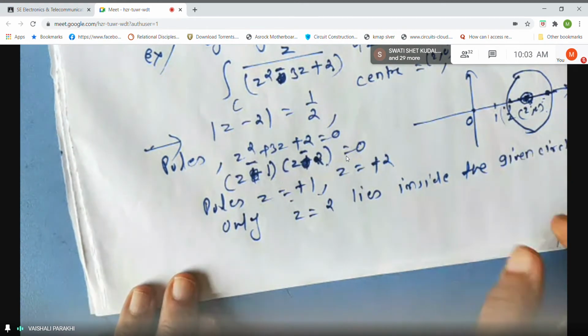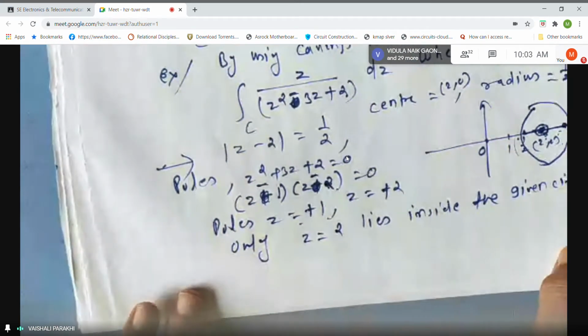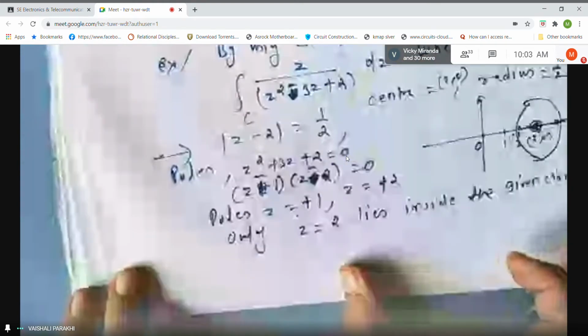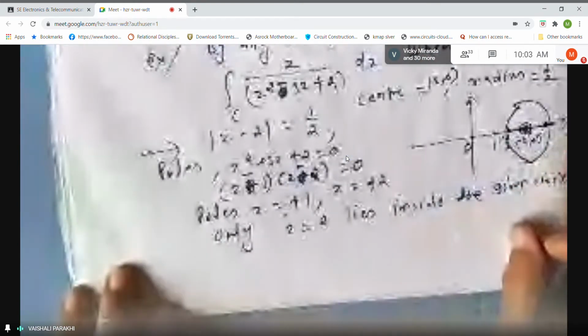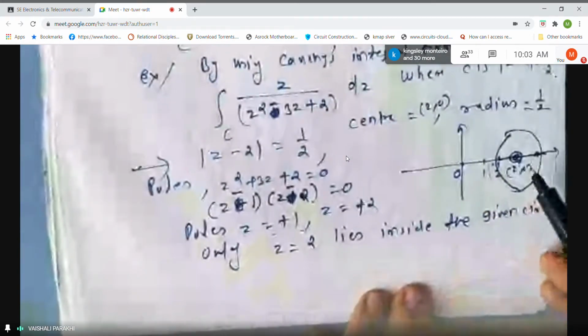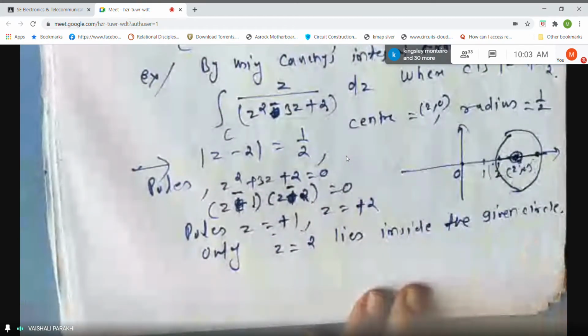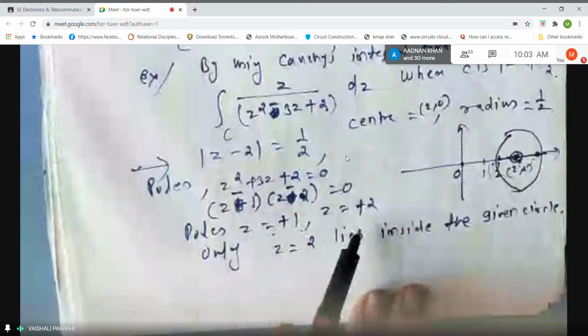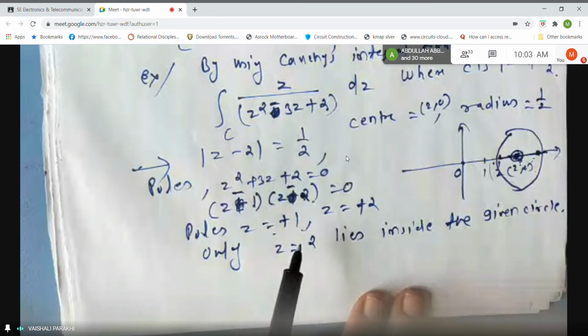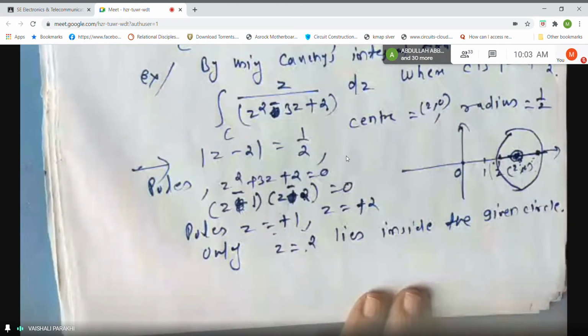Now see carefully, students, what is the actual use of Cauchy's integral formula. You ask me if you have any doubt in this part. There are two main steps I have done. First, I have drawn the circle by taking center as (2, 0) and radius as half. Then I got the poles by equating the denominator to 0, and I got to know that only one pole is lying inside the circle, inside our curve C.